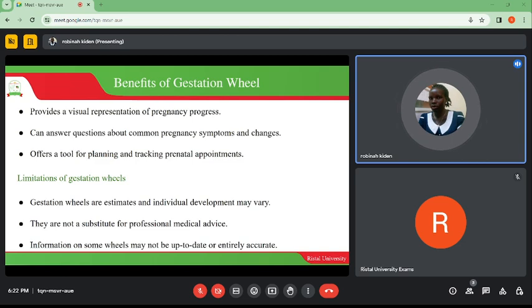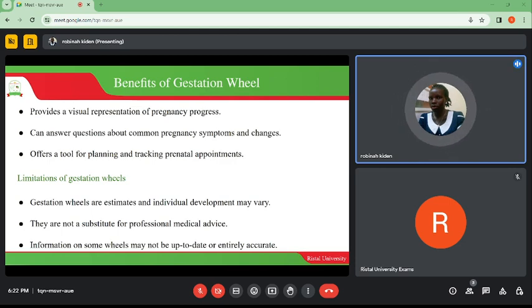Then limitations of gestation wheels include the following. Gestation wheels are estimates and individual development may vary. So these are standards, but sometimes in individuals they can vary. If the variation is not so huge, then we still take it to be normal. But if it is very huge, then that is when worry can arise. Then they are not a substitute for professional medical advice.